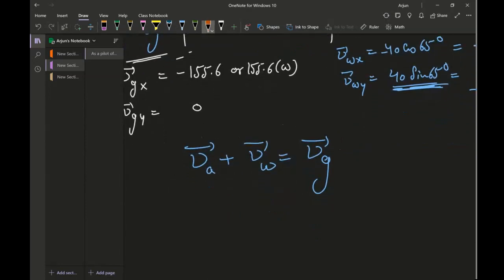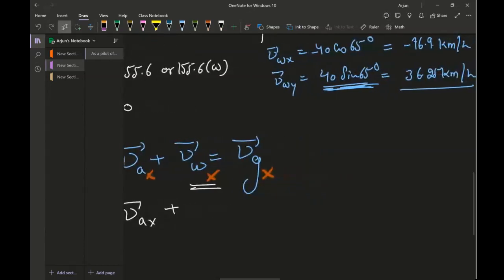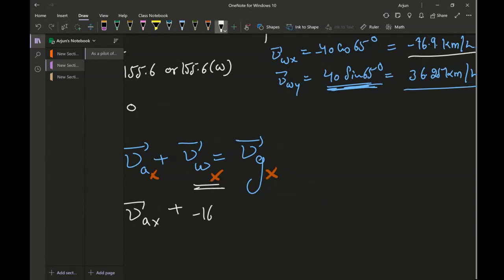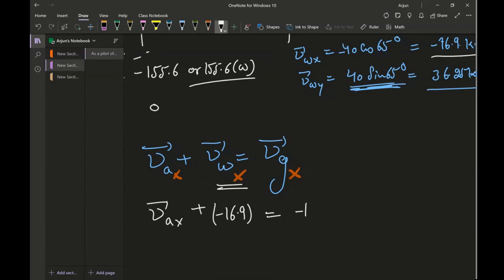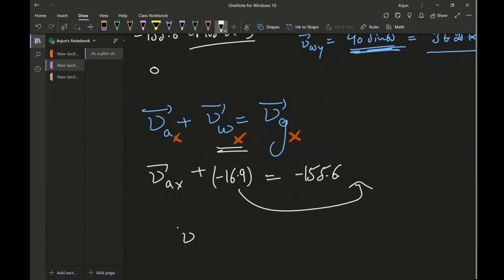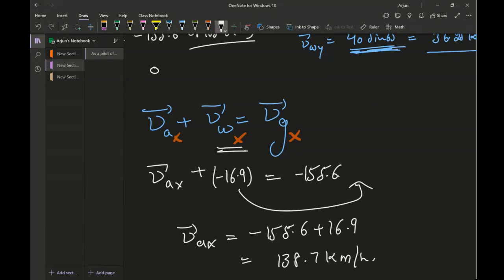So this formula I will apply in X direction and also in Y direction. So VAX value will come out to be VAX. VWX is how much? VWX is negative 16.9 and VGX is negative 155.6, negative 155.6. So if I were to do the math, this goes on the other side. VAX is equal to negative 155.6 plus 16.9. That's going to give you the number 138.7 kilometers per hour. All right.